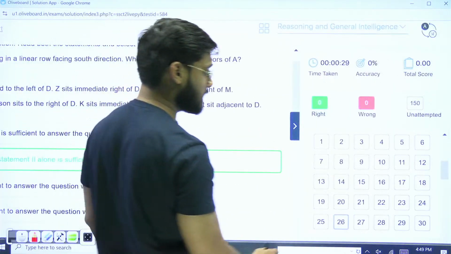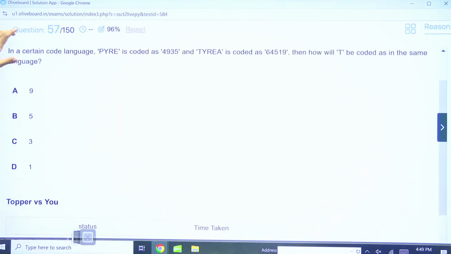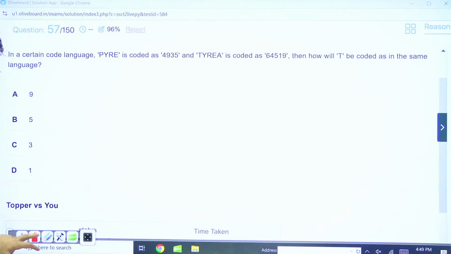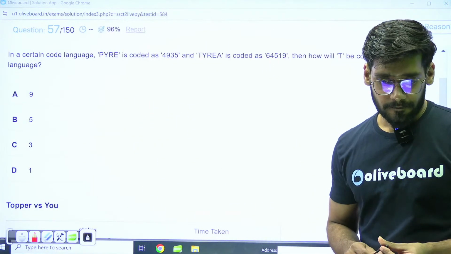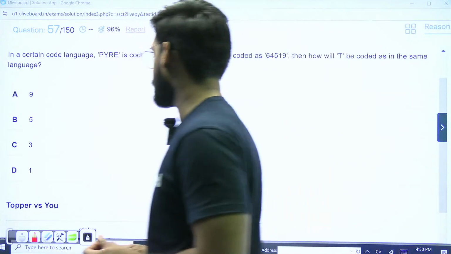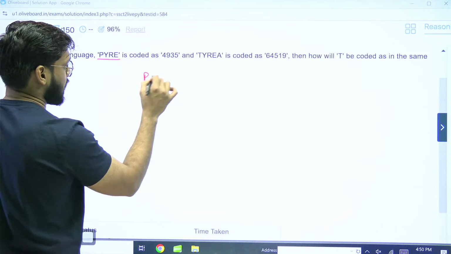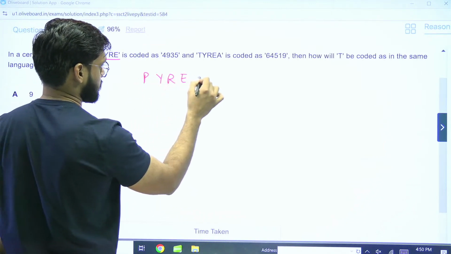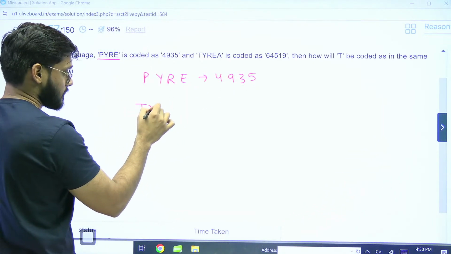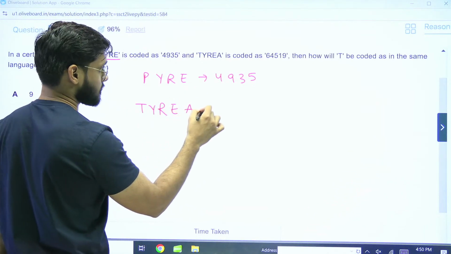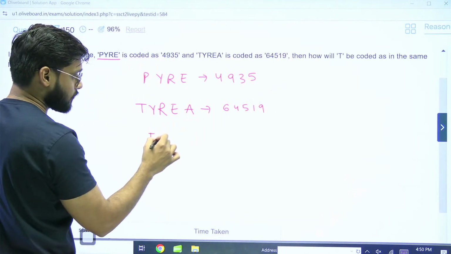Next, 27th question, from coding-decoding. What should be the right answer for this one? Let's see. In a certain code language, pyre is coded as one code, and tyria is coded as another. How will T be coded? We need to find the code for T.